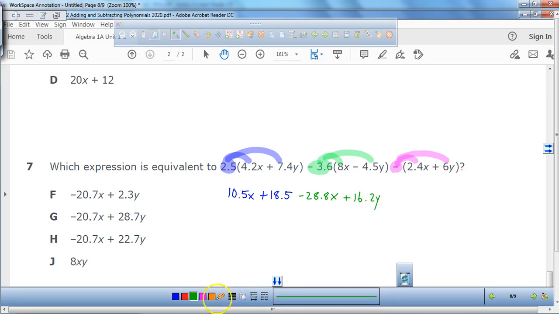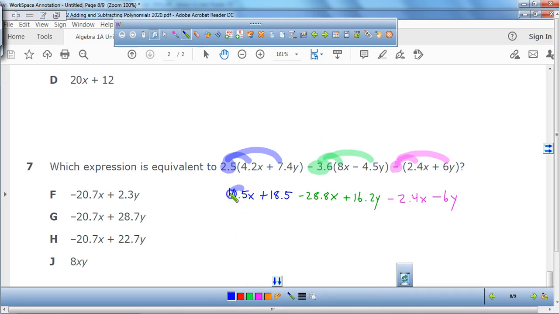Put a y. And then the last one's the easiest. You just multiply a negative to both. So negative times 2.4x is minus 2.4x, and negative times a 6y is a minus 6y. So now all we have to do is just add like terms. I'm going to keep all of my x's blue. So we got a blue right there, another blue right there, another blue right there. So I'm going to add all of my x's.